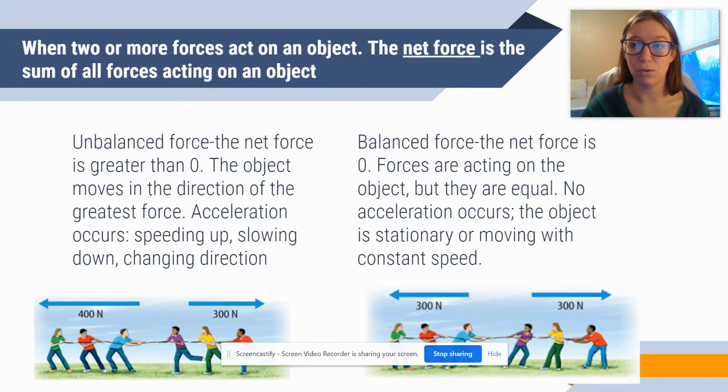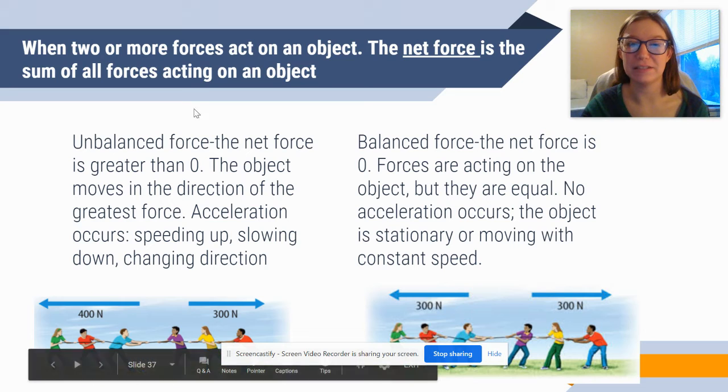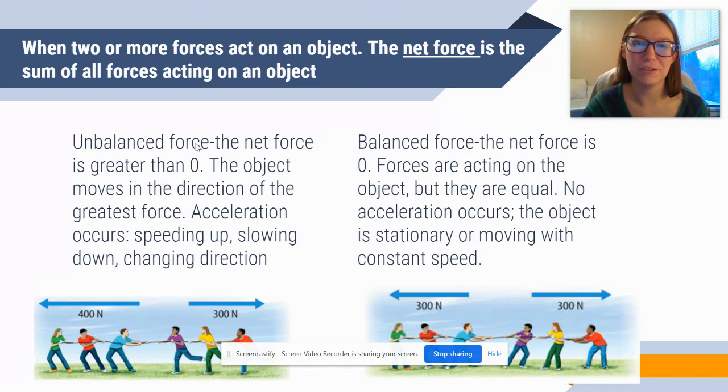They are one, you are completely still, you're at rest. And 2, you're moving at a constant velocity. If you're moving at a steady speed, then you have a balanced force. An unbalanced force, they say, is when a net force is greater than 0. But an easy way to remember this is an unbalanced force is acceleration.